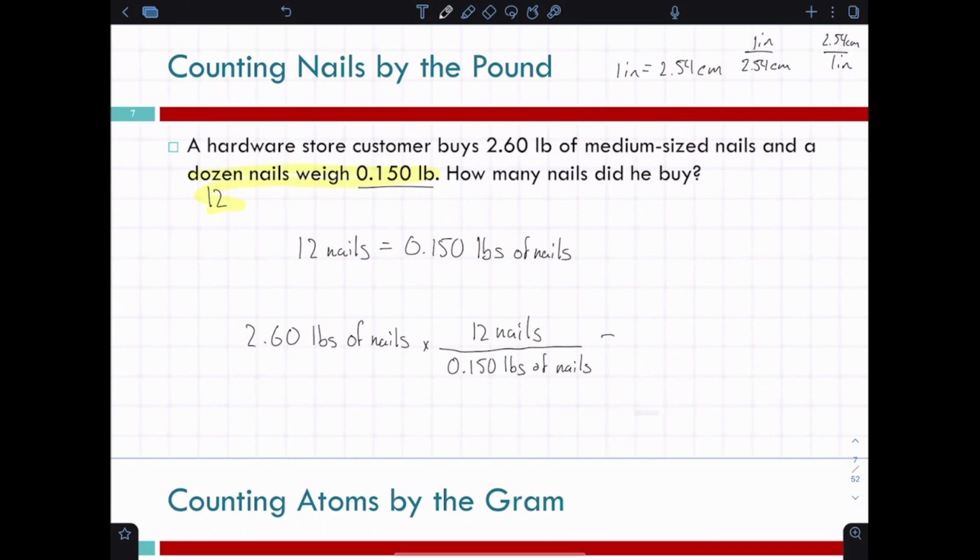And now it's just a matter of doing the math. This pounds of nails cancels pounds of nails. So 2.6 times 12 divided by 0.15. That comes out to exactly 208 nails.